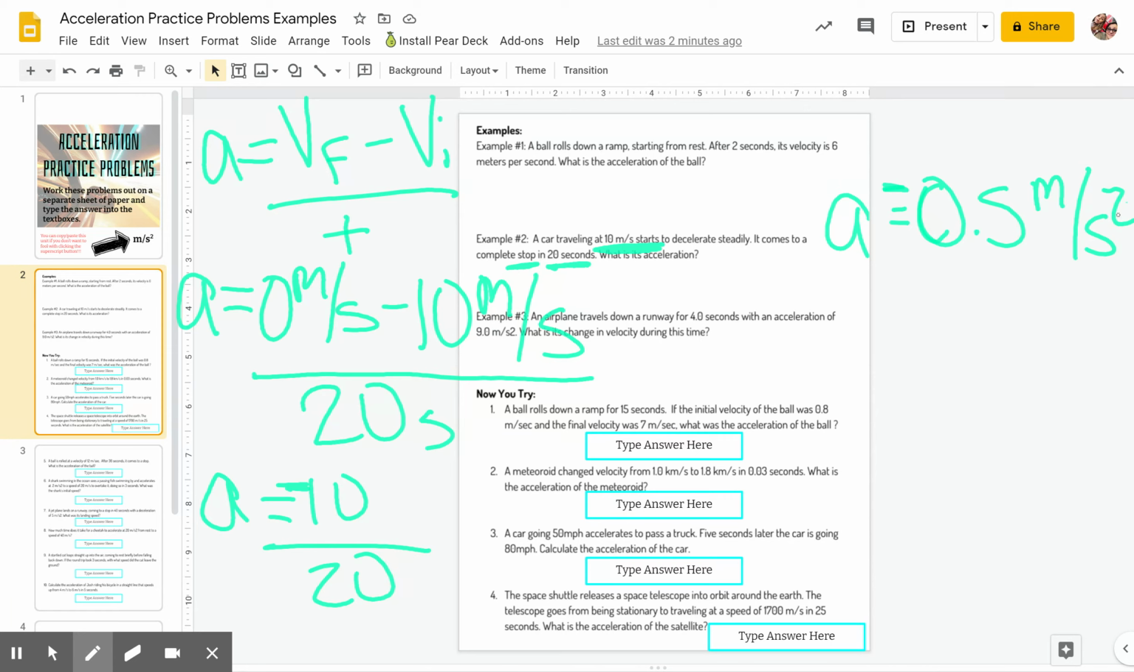Wait, we have a negative number. Can we have a negative acceleration? The answer is yes. If we have a negative acceleration, that means that we slowed down. And so where this problem says that it decelerated, then that tells us that we should end up getting a negative number. That's one way we can check our work and make sure we set our problem up correctly.